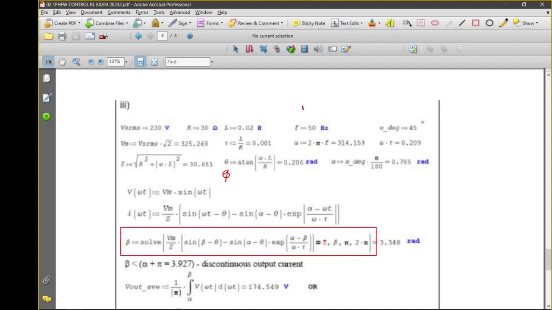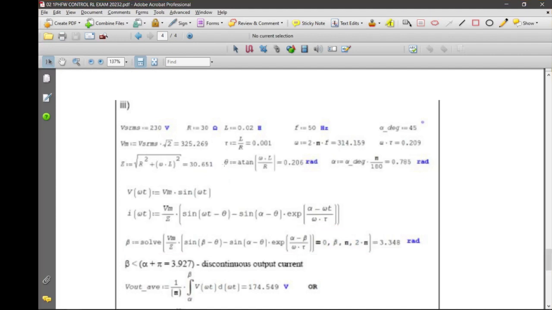Set it to 0, and then you want to calculate for beta, so you set beta here, and you have to tell what the beta value is, the initial condition. Remember when you used a calculator before, we needed to define the initial condition of beta, so you put pi there, and this is the range of 2 pi, the range of beta. This is defined by the SMath software, which Dr. Azlan used. So beta equals 3.348.